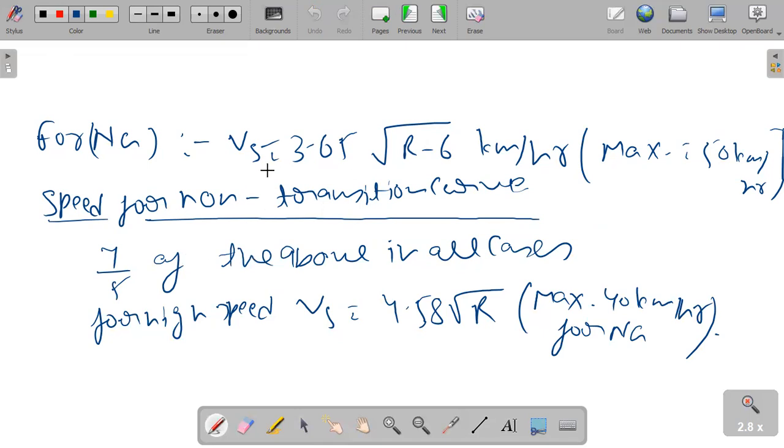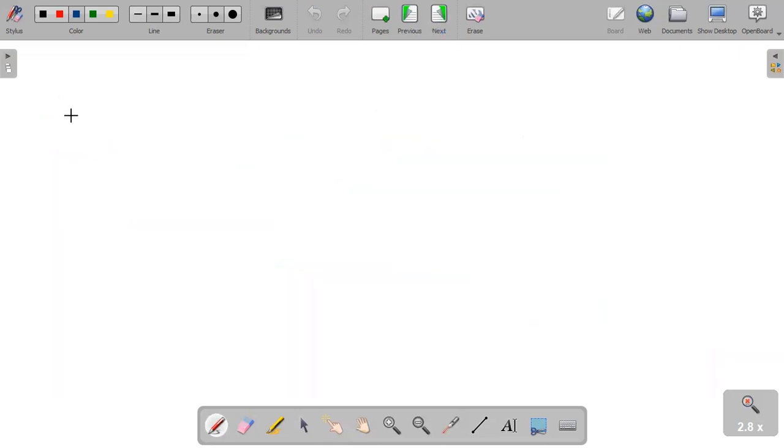Let's move on to our next formula to find the safe speed, which is the Railway Board formula. The next thing to find safe speed is the Railway Board formula.